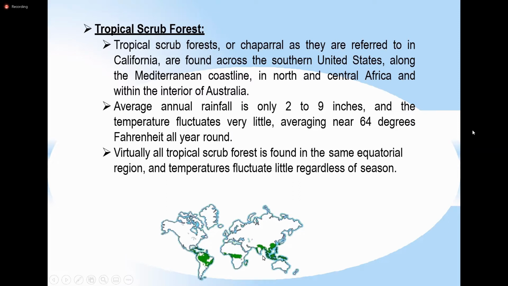Okay. And temperatures fluctuate very little, regardless of season. Even if it is winter there, temperatures won't go down very much. The mercury will not dip fast. And if it is summer, it will not rise fast. So it's a consistent temperature area, which is in the same belt where these scrub forests are found.